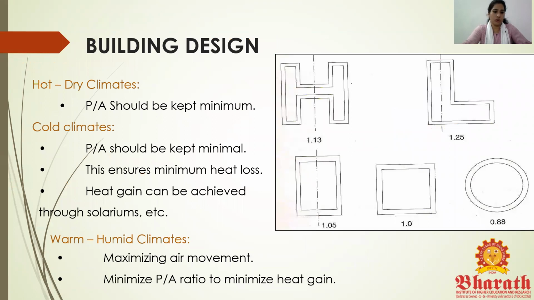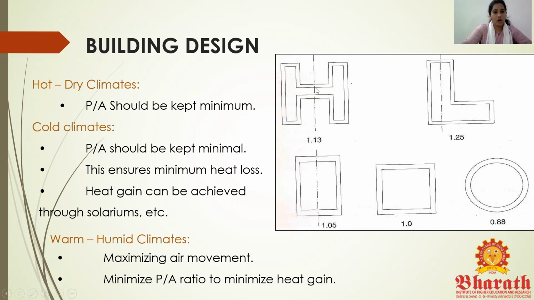Going into your building design, for hot, dry climates it should be kept to a minimum. In cold climates, the area should also be kept to a minimum, so the buildings are tightly packed, which helps in reducing heat loss. So PA should be kept at a minimum. This ensures minimum heat loss. Heat gain can be achieved through solariums, etc. So you solve one issue by keeping them together, but then your heat gain is very low. In case you want heat gain, you could use solariums for that.